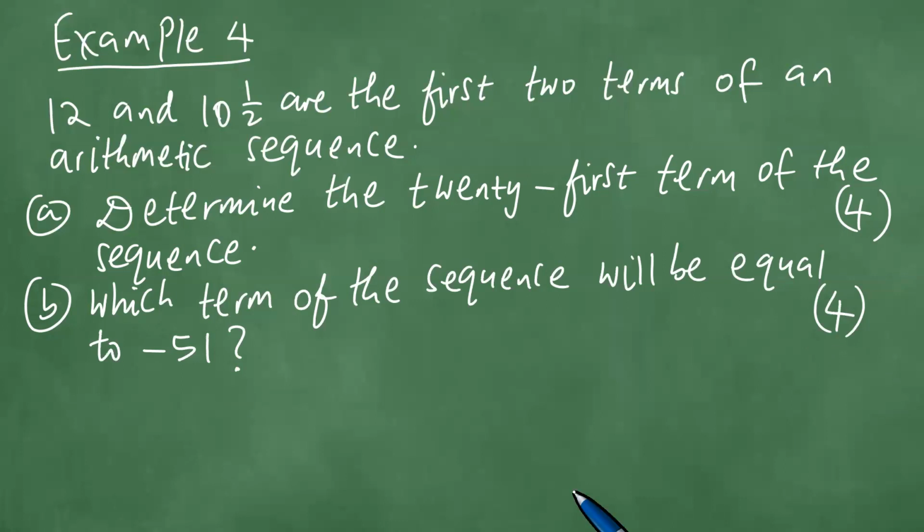Okay, we have example 4, and it says that 12 and 10 and 1/2 are the first two terms of an arithmetic sequence. Determine the 21st term of the sequence. Which term of the sequence will be equal to -51? Let's look at the solution to this. Just look at part A.